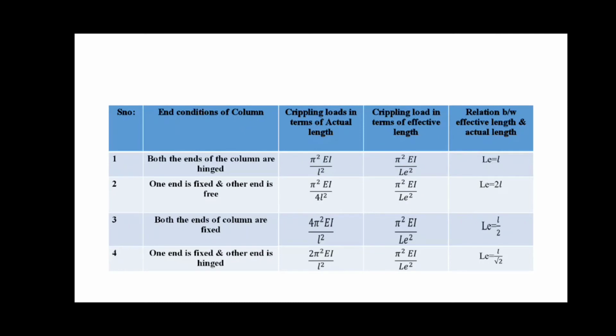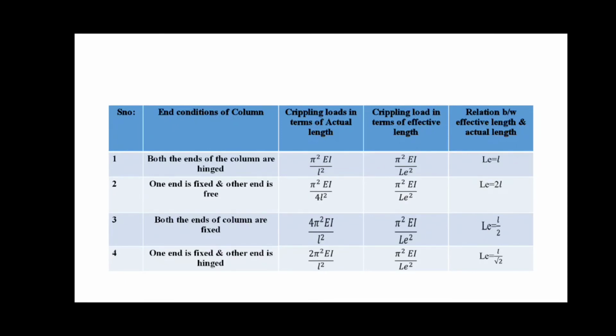Then both ends of the column are fixed. Crippling load in terms of actual length will be equal to 4 pi square EI by L square. Crippling load in terms of effective length for any end condition is pi square EI by LE square. Then for both ends of the column fixed, LE will be equal to L by 2. For one end fixed and the other end hinged, crippling load in terms of actual length is 2 pi square EI by L square. Then crippling load in terms of effective length, in common, is pi square EI by LE square.